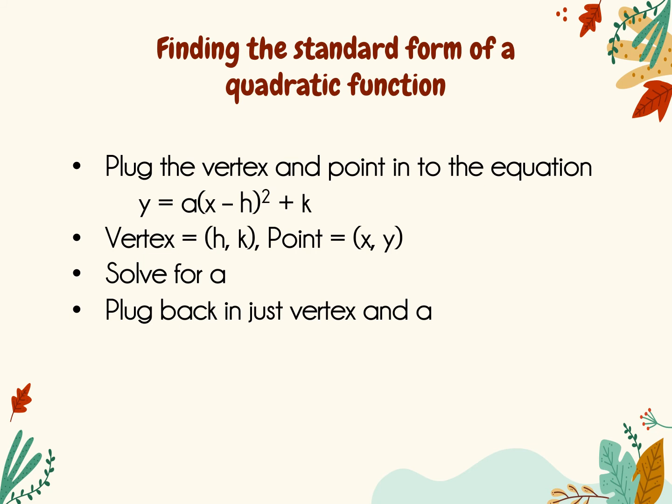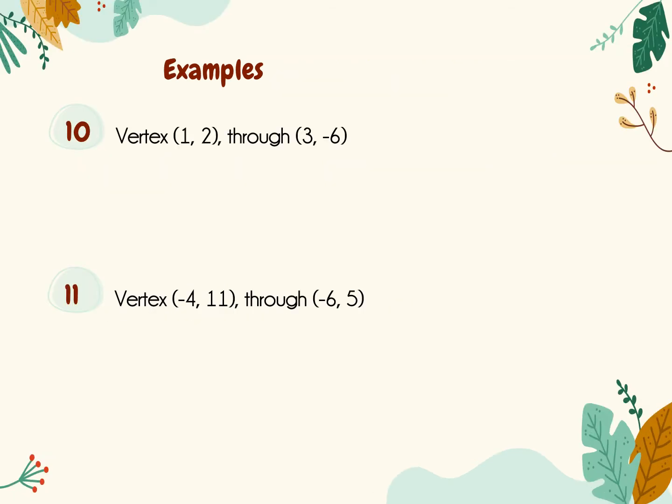Next, we're going to be finding the standard form of a quadratic function. So you're going to be given a vertex and you're going to be given a point. We're going to have to solve for a and then put everything back in again. So let's go ahead and try that. So we're given a vertex. Remember, this is h, this is k.